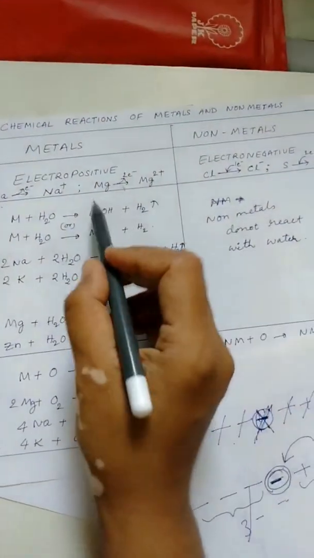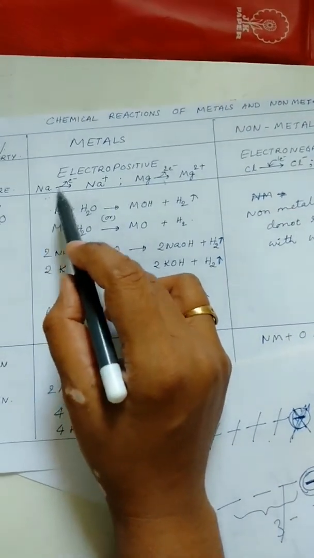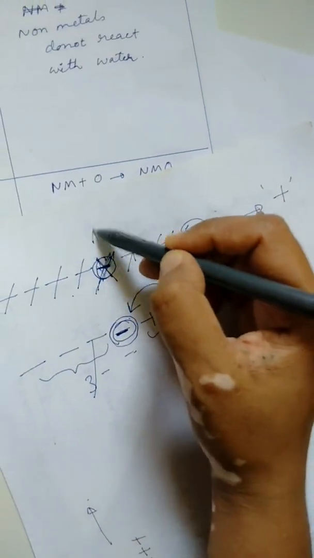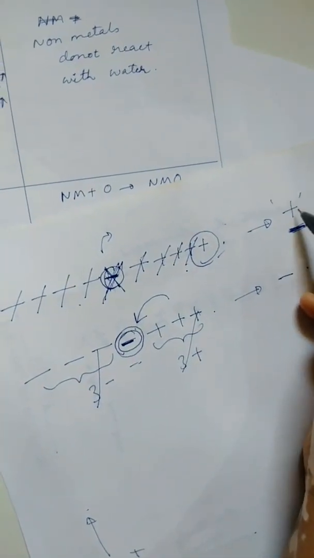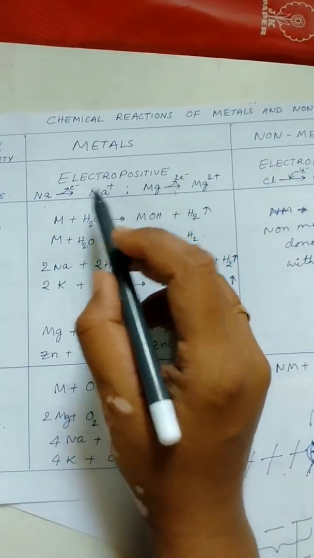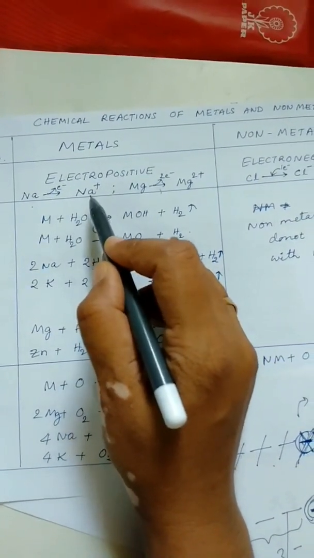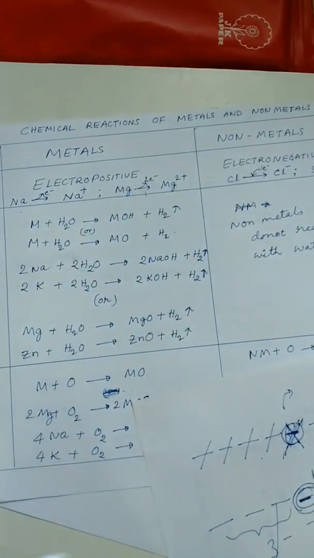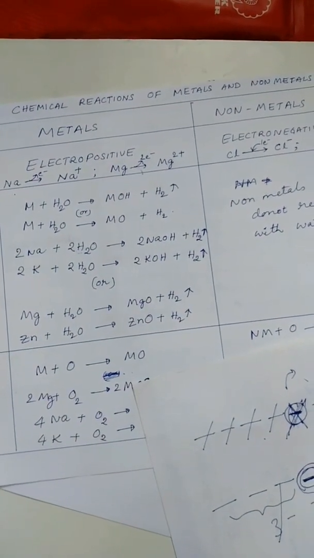So what is electropositivity now? It is the tendency of an atom to lose electrons. If the electron is lost, what is the net charge that we are getting here? Positive. So it's the tendency of any atom to lose electrons and form a positively charged ion. It's called electropositivity. So as you can see here, metals are electropositive in nature.